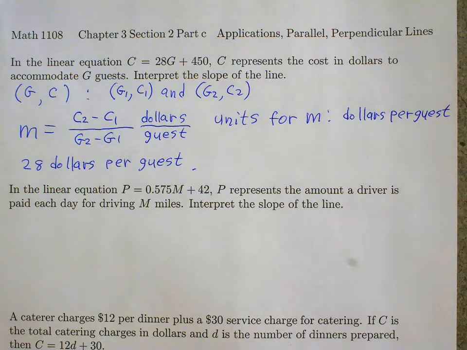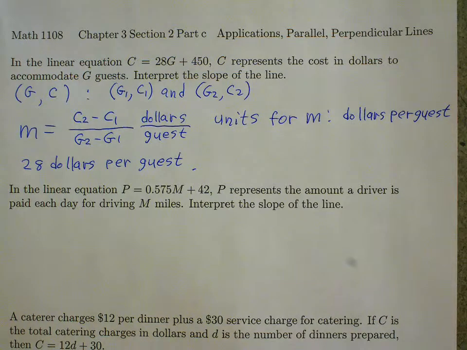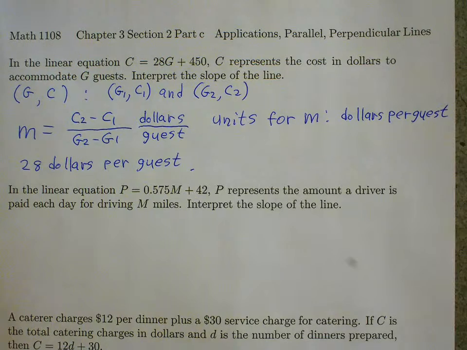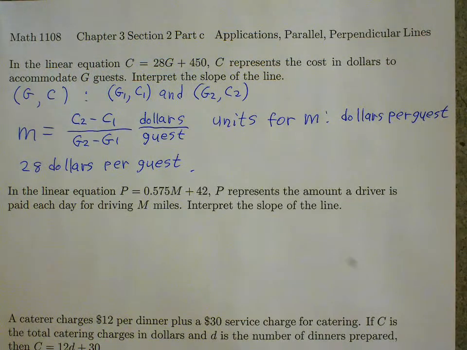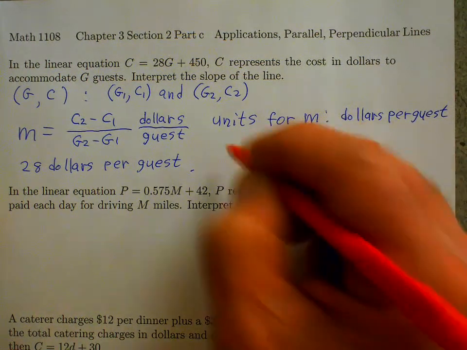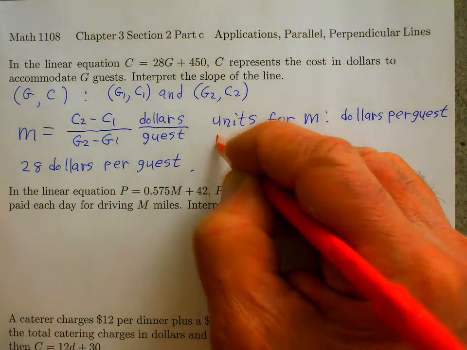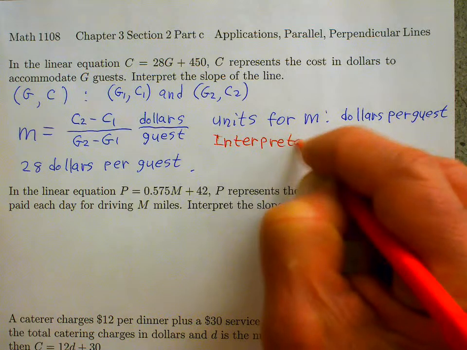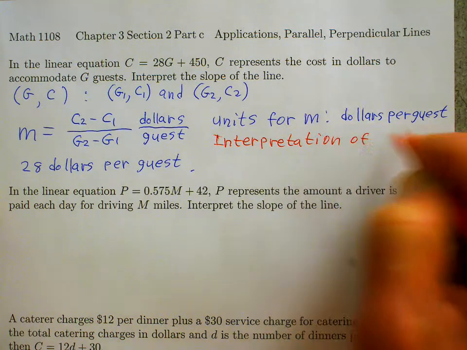So how would we interpret that? We could say that for each additional guest, in other words, if we increase the number of guests by 1, we're going to increase the cost by $28. So that's our interpretation. I'll label it as interpretation of the slope. Just one way to think of it.